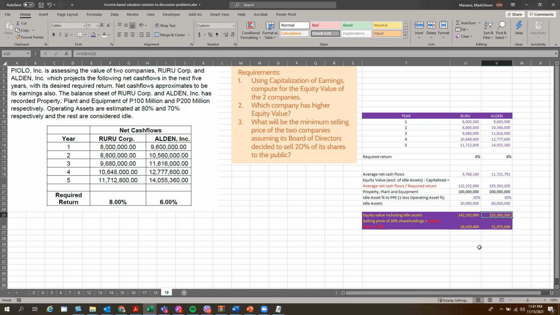Now, in requirement number 3, assuming we're going to sell 20% of its shares to the public, how much would the selling price be? That's equity value multiplied by 20%. So that's 142,102,000 multiplied by 20%, or 28,420,400 for Ruru. And 255,363,200 multiplied by 20%, or 51,072,640. That's for Alden.